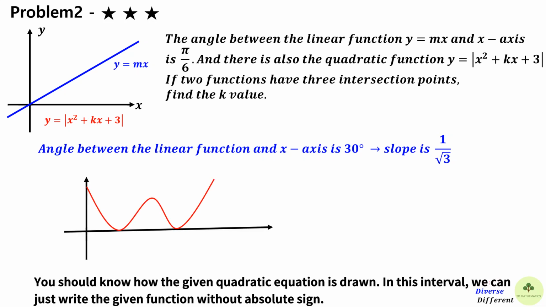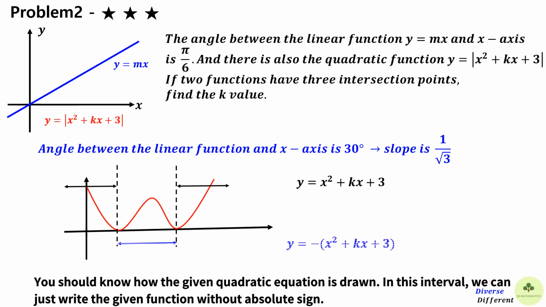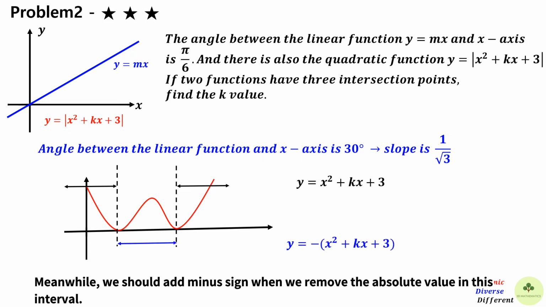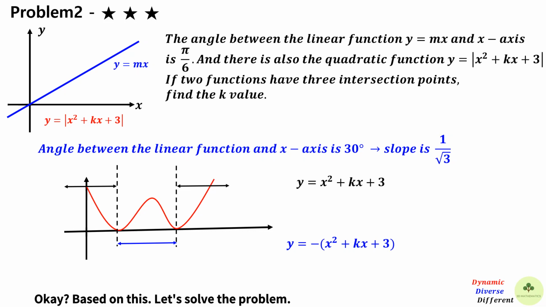Next tip. You should know how the given quadratic equation is drawn. In this interval, we can just write the given function without the absolute sign. Meanwhile, we should add a minus sign when we remove the absolute value in this interval. Okay? Based on this, let's solve the problem.